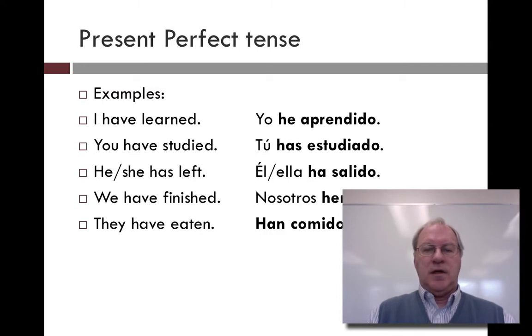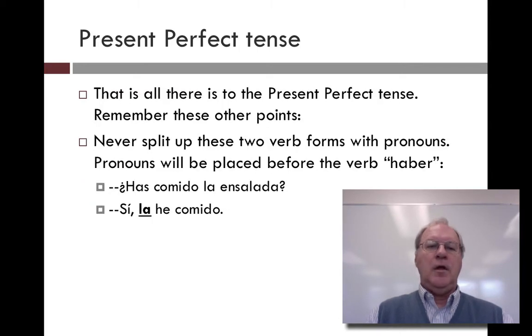He or she has left would be ha salido. Él ha salido. Ella ha salido. We could also use usted in this case. Usted ha salido. We have finished. Nosotros hemos terminado. Hemos terminado. They have eaten. Han comido. Or ellos han comido. Notice I've dropped off the ellos there. It's the same in Spanish anyway. We know that han refers to the third plural form of the verb, han comido. That is all there is to the present perfect tense, essentially.